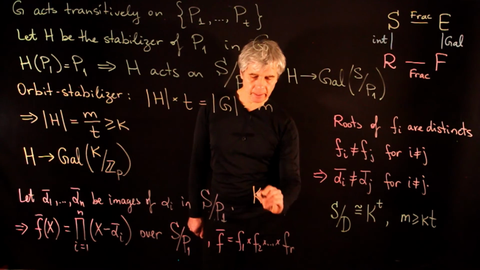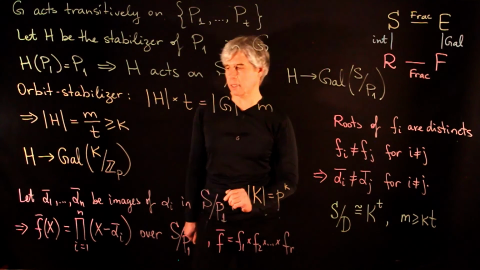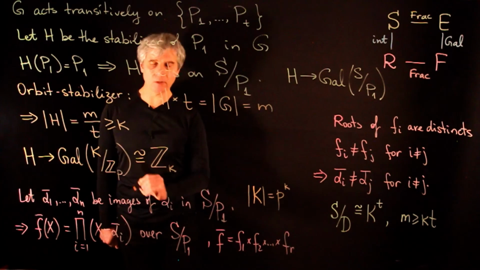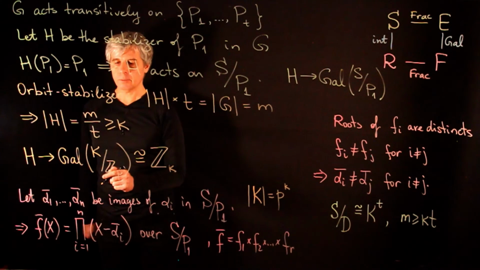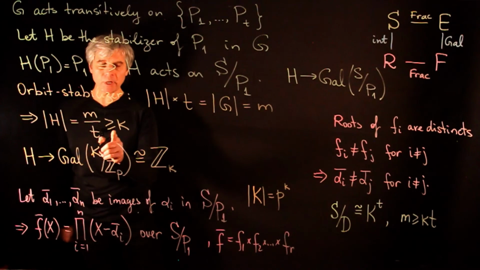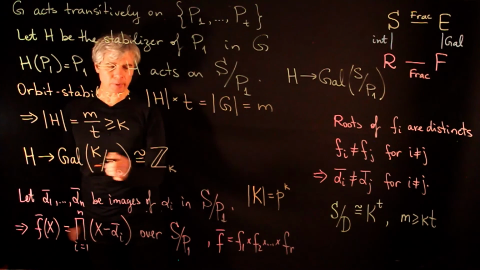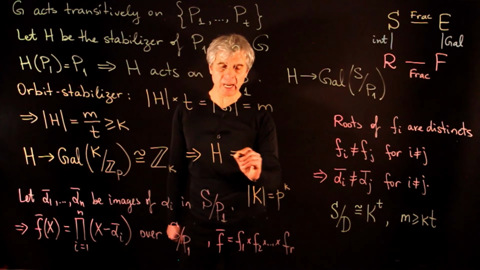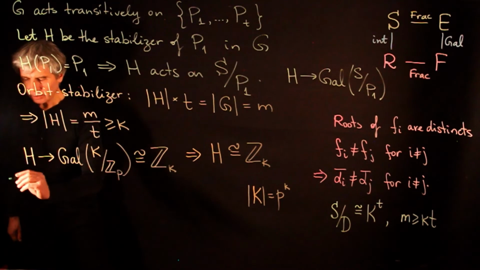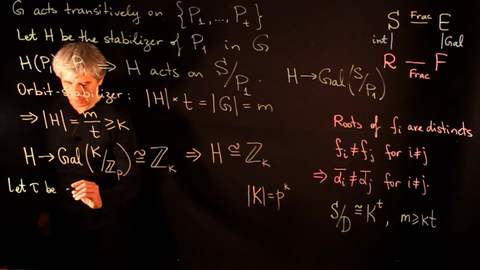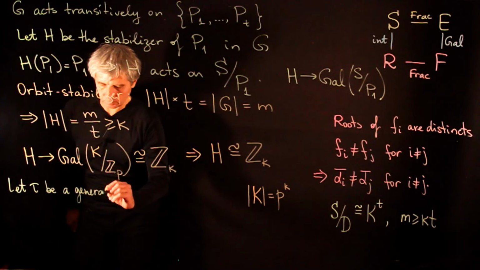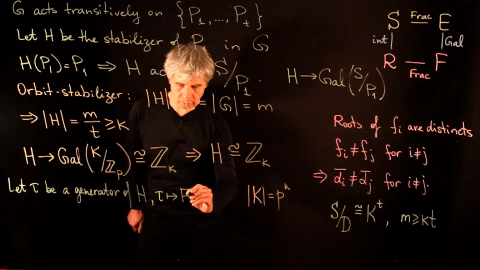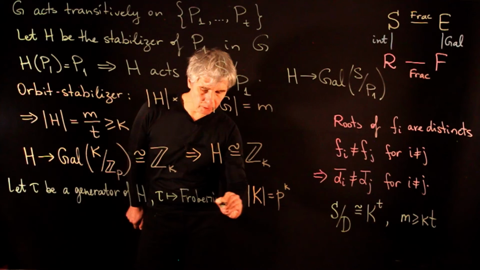But our field K has p to the power little k elements. And we know that the Galois group of such a field is isomorphic to the cyclic group Z_k generated by the Frobenius automorphism. But we saw that the order of the subgroup H was greater or equal to k. And here we have an injective map into Z_k. So this tells us that this map has to be surjective, and H has to be isomorphic to a cyclic group Z_k. Let tau be the generator of H that gets sent to the Frobenius automorphism of K.